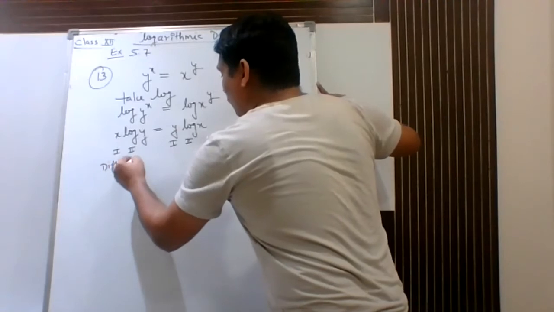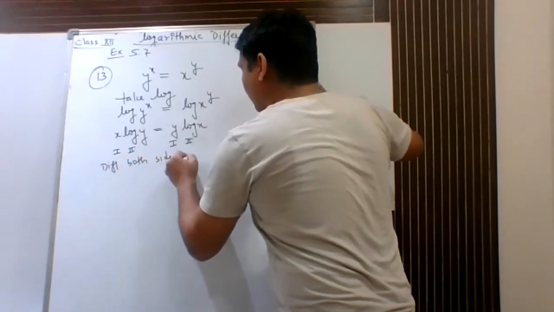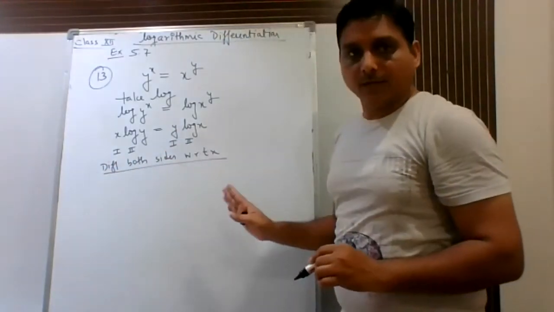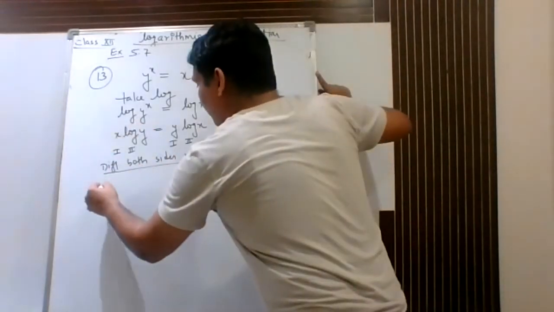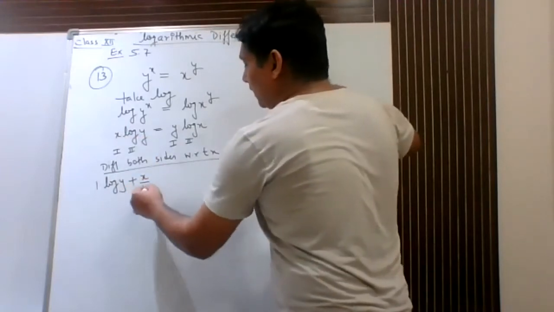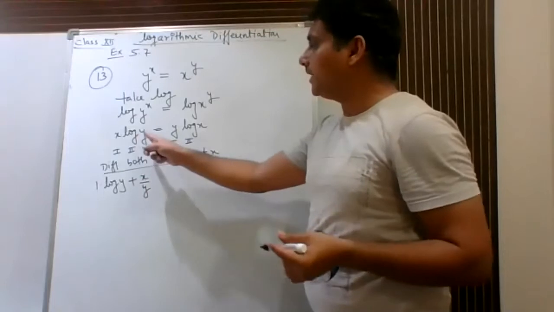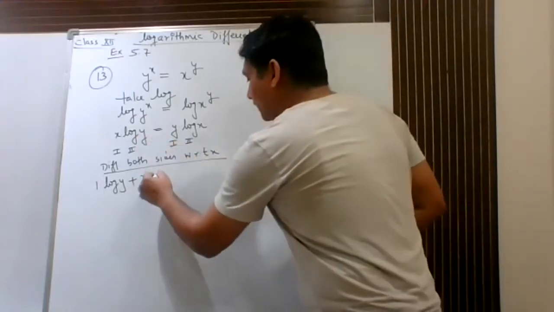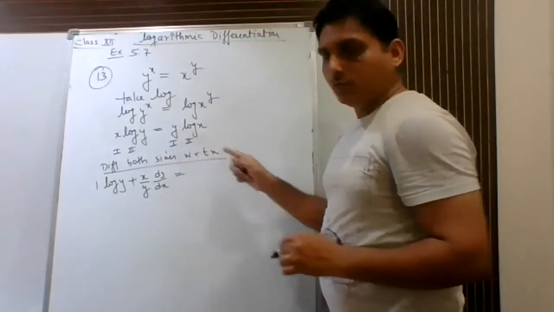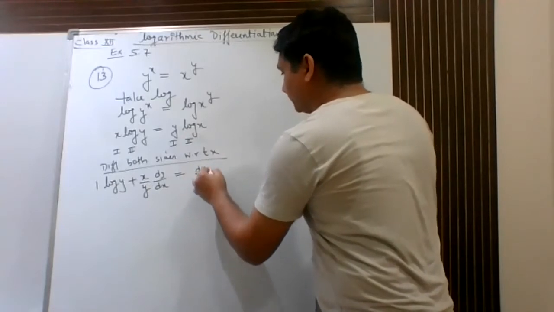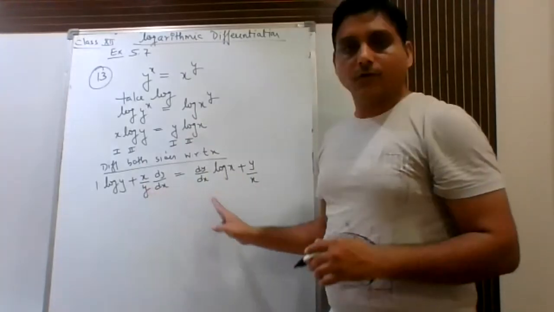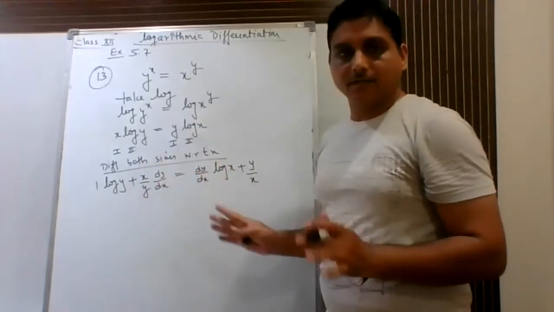Differentiating both sides with respect to x. When I differentiate both the sides with respect to x, we get 1 into log y plus x as it is, the derivative of log y will be 1 upon y, and then we need to take the derivative of y, so you will get dy upon dx. Now on this side, we will again apply product rule. So this will be dy upon dx into log x plus y upon x. Right? So this is what you are getting when you differentiate both sides with respect to x.